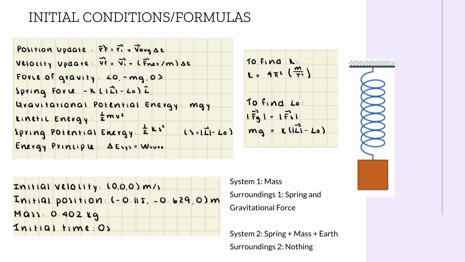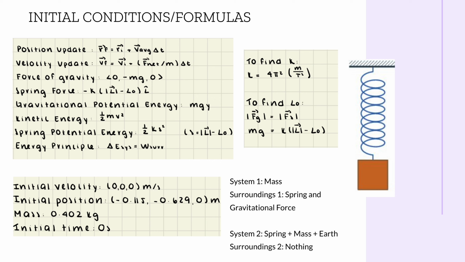Here you can see the main formulas that were used in the lab and to build the computational model. The initial conditions from the computational model were obtained through the experimental data from Tracker. In order to find K, the spring constant, and L naught, the relaxed length, these equations had to be used. However, we used the spring constant and relaxed length from pre-lecture video number 52.